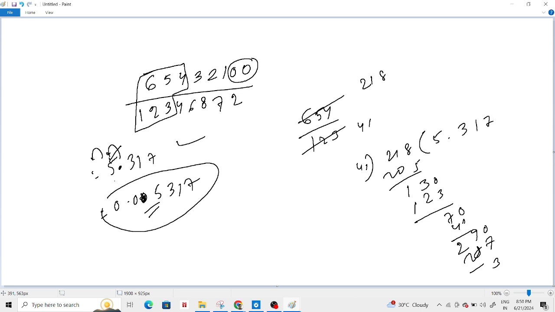You are getting 0.05317. On dividing with the calculator, I am getting 0.0529, which is nothing but 0.053. So you are getting it correct up to this place. What else do you need?